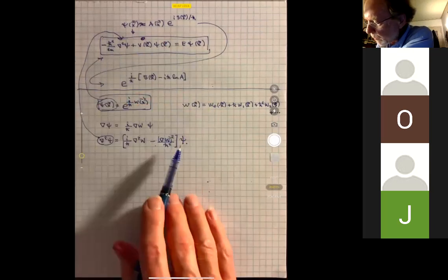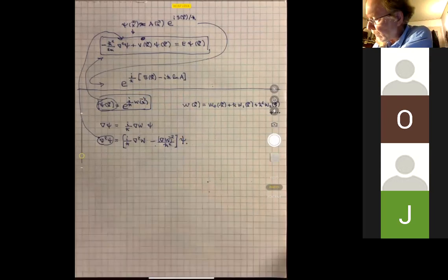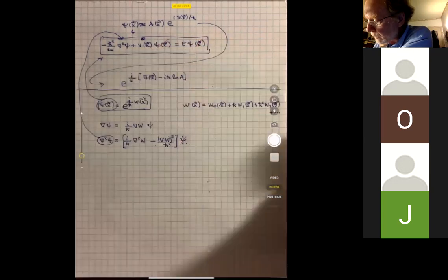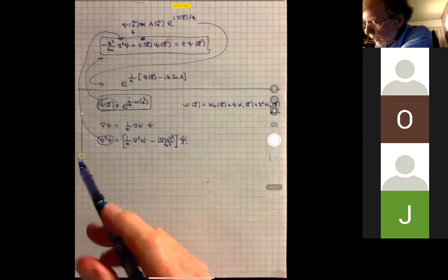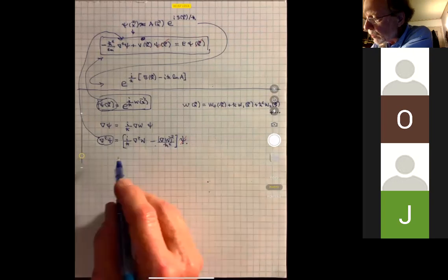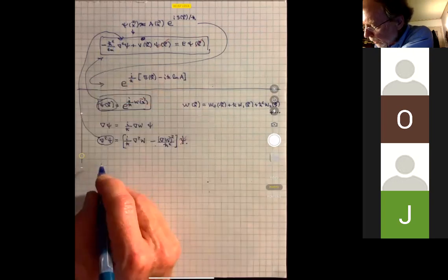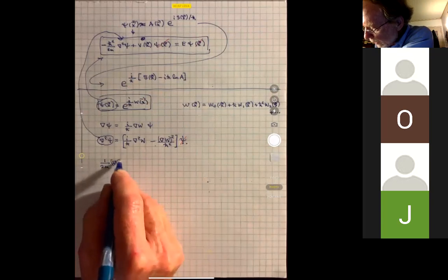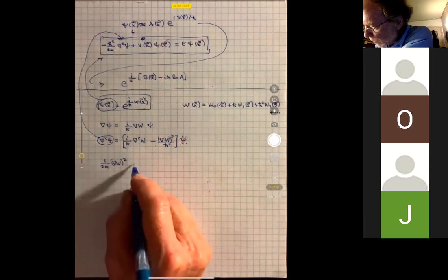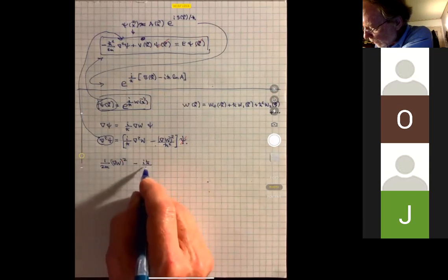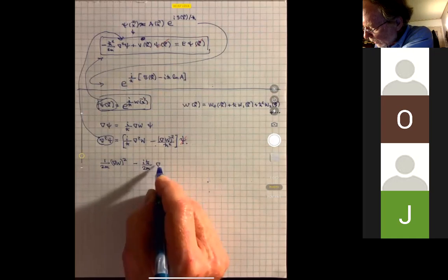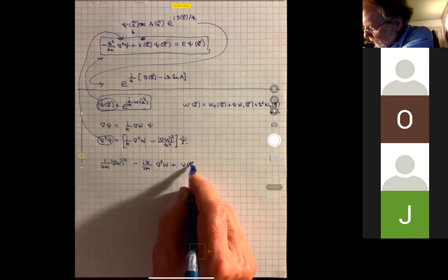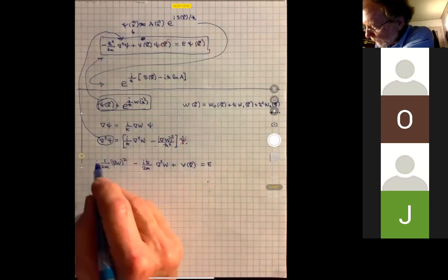Now the del squared psi is proportional to psi, and so I can cancel the psi here and there and there. And I get an equation just in W. This needs to be multiplied by minus h bar squared over 2m. So here's what we get. We get 1 over 2m del W quantity squared. That's that term. This term becomes minus i h bar over 2m times del squared W, plus the potential V of x is equal to the energy E.